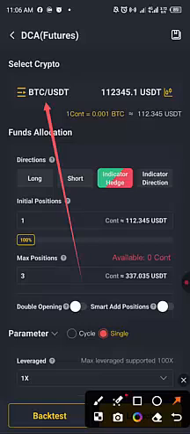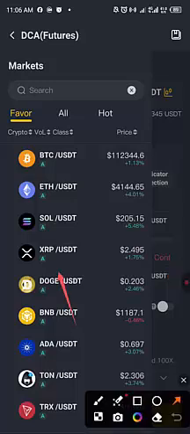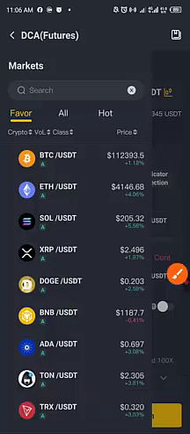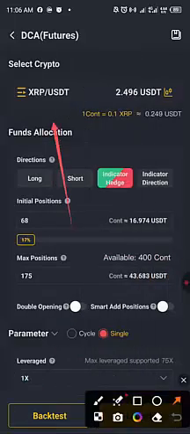So the first thing you do is you come here to these lines right here. You click it, and then let's do XRP first. This is XRP right here. So I click on XRP. I have changed the coin. You can now see that it's no longer Bitcoin, it's now XRP.